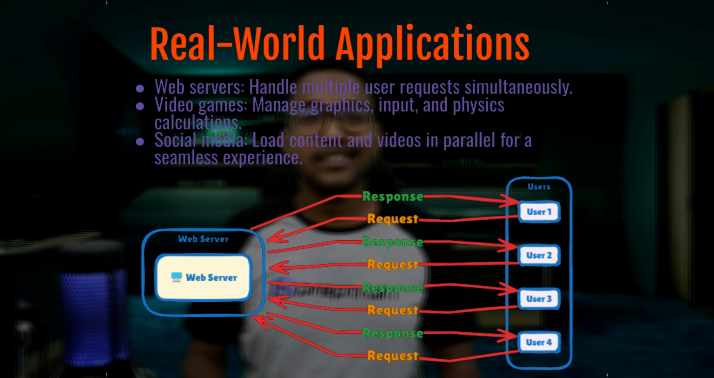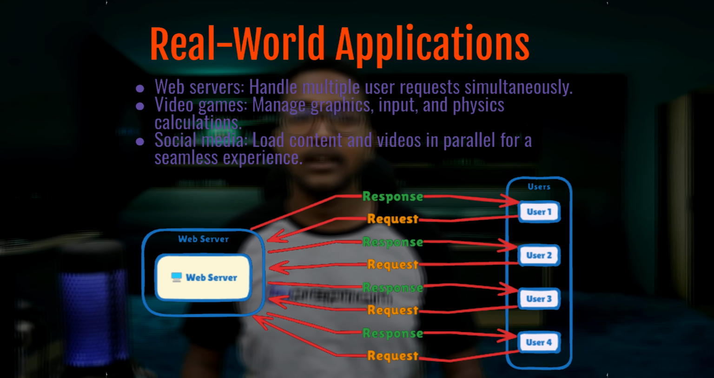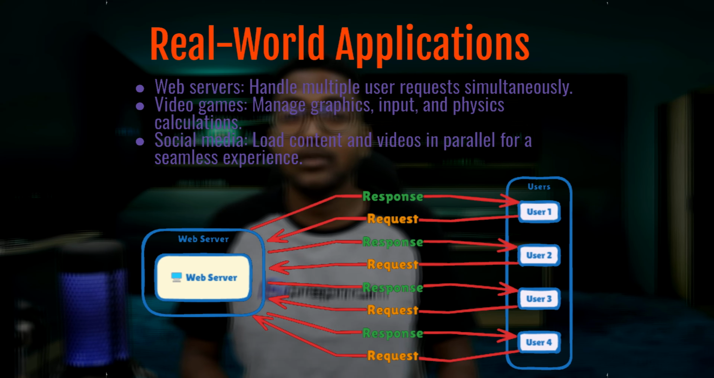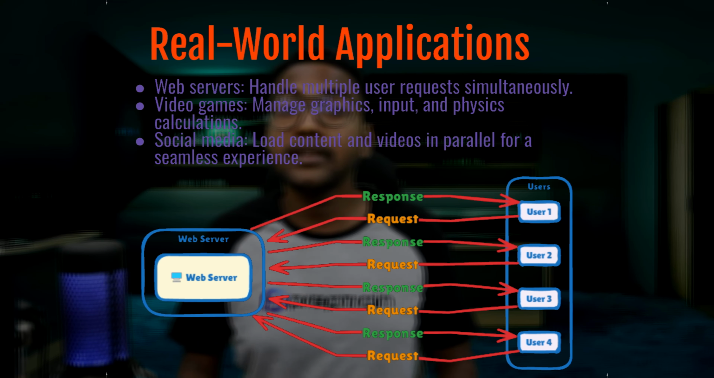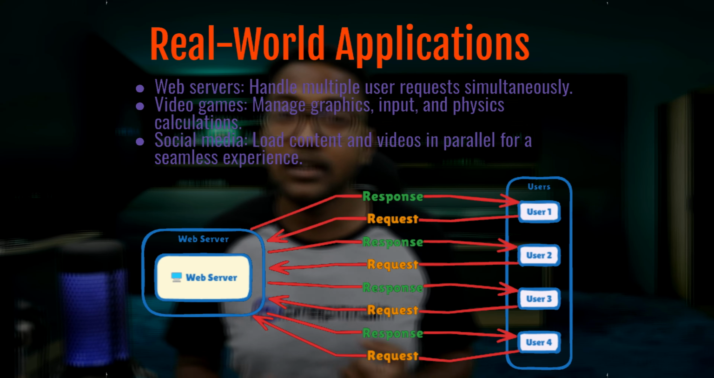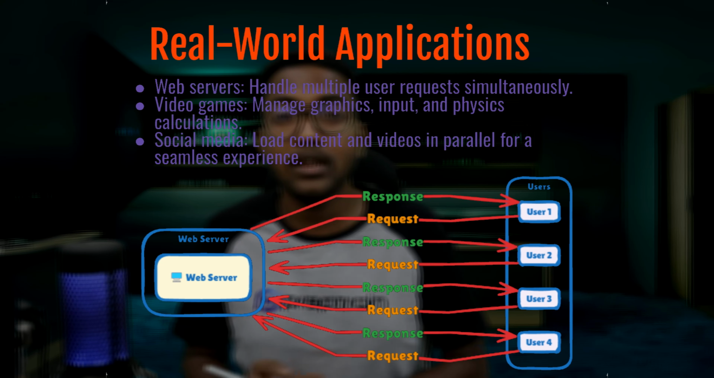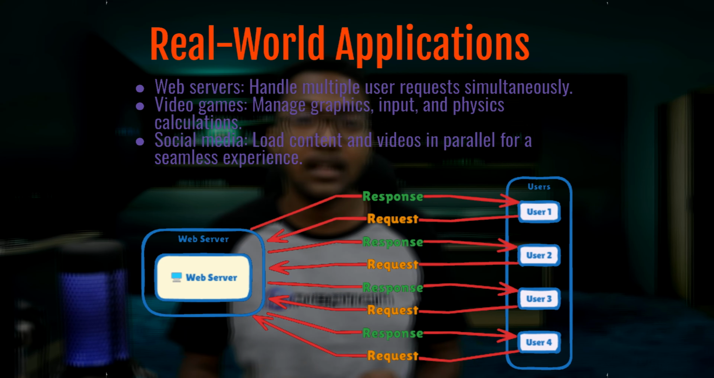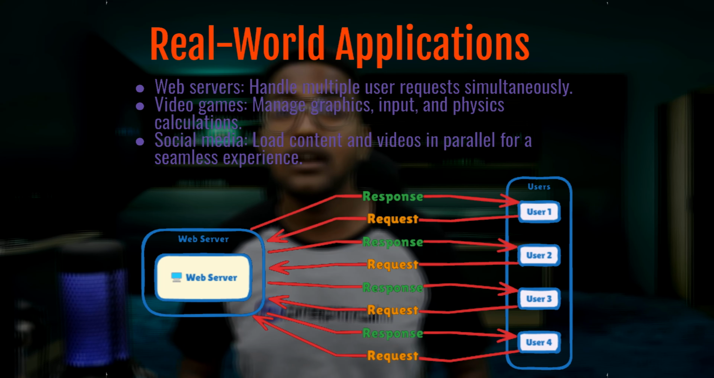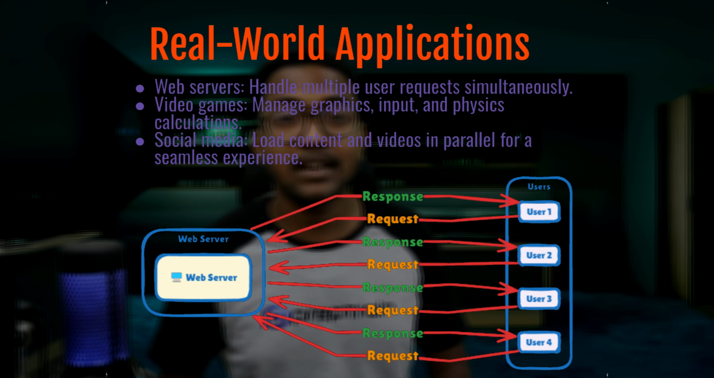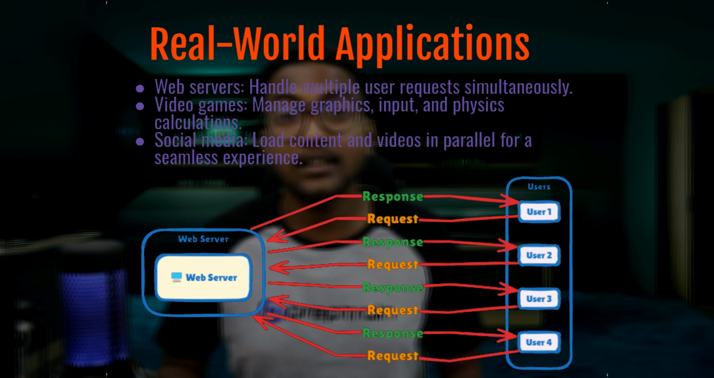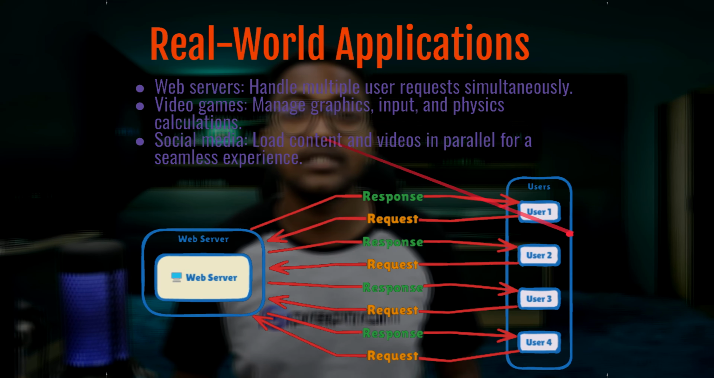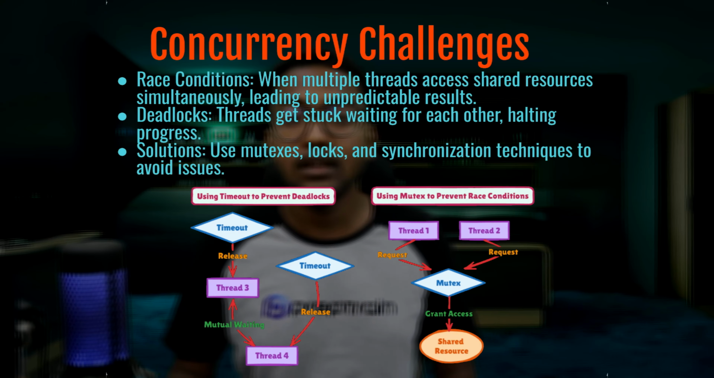So as you can see, multi-threading is all around us, whether it's making sure that your favorite website loads fast, or ensuring that your video game does not lag, or helping you scroll through social media without interruption. Multi-threading plays a crucial role in making sure that these applications run smoothly and efficiently. Now that you have seen how multi-threading is used in the real world, let's move on to some of the challenges that come with it, especially the concurrency challenges like race condition and deadlock, and how we can overcome them.